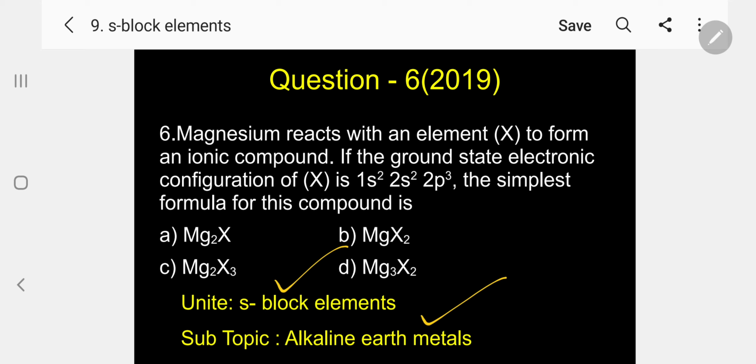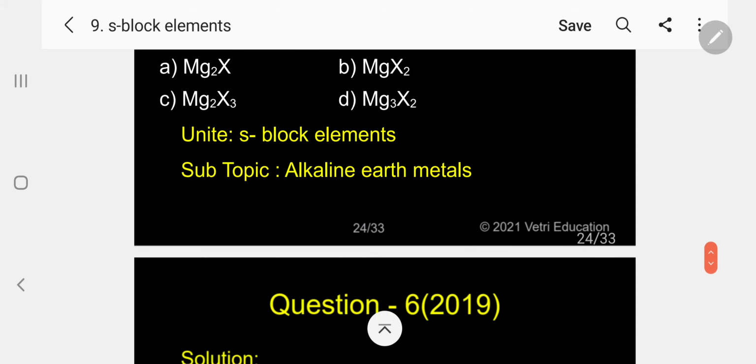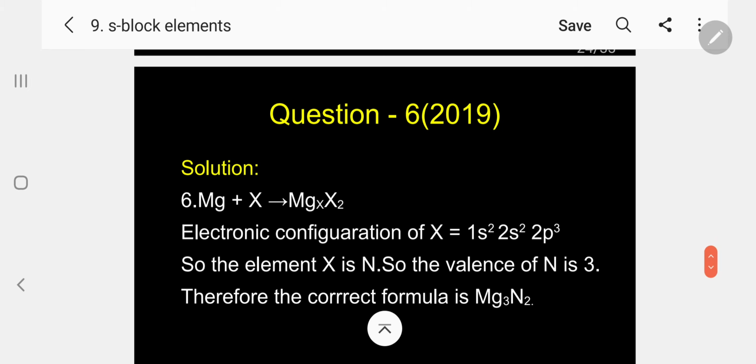As usual, the question is again asked under S block elements, specifically alkaline earth metal. Kindly follow. So far we are seeing 6 questions, and all 6 are only from alkaline earth metal. They have completely omitted alkali metals. Now let me go for the solution.